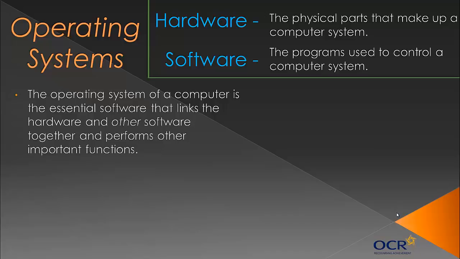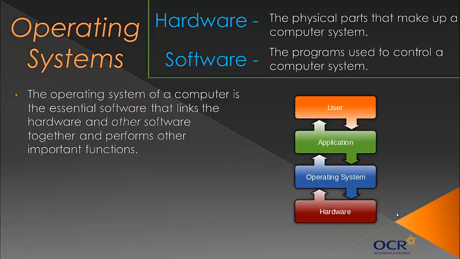If you look at the diagram here, you can see we've got the user who interacts with the applications, the other programs on your computer, and those applications interact with the operating system, and through the operating system they allow access to the hardware. So it sort of bridges the gap between the applications and the hardware. You can think of it like that. So it's essential software that links it together with other software, which is slightly hard to understand, but if we look at some functions in the next slide, hopefully that will clear it up.